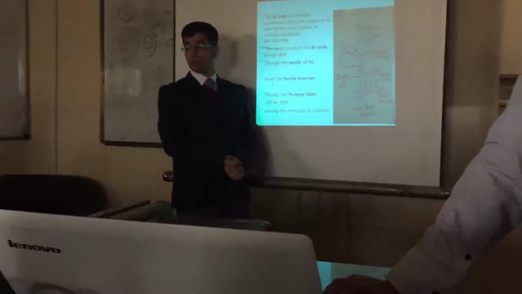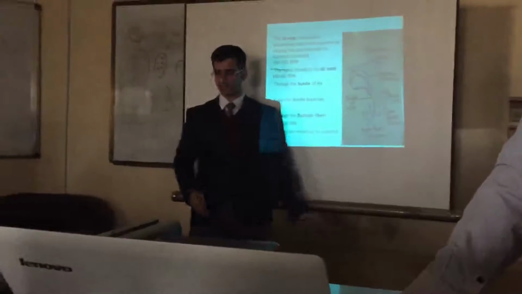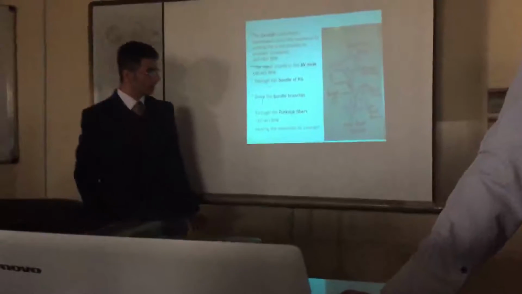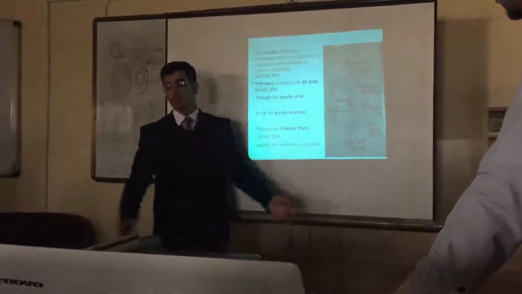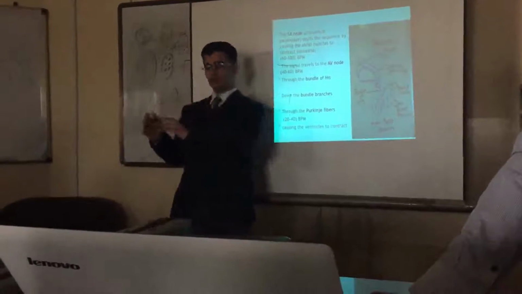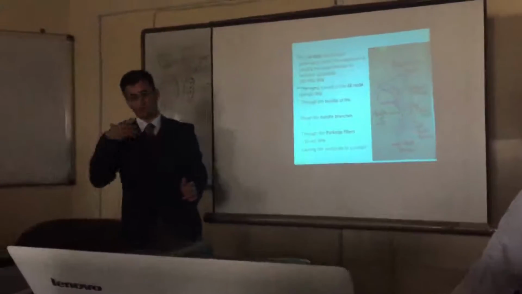From the AV node, the shock is going to move to the bundle of His. From the bundle of His, it's going to branch into two, left and right ones. From the left and right branches to the Purkinje fibers, to provide the contraction of the ventricles. The blood is going to move from the ventricles to the lungs, and then to the body.